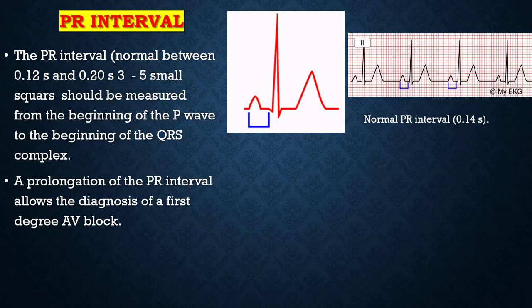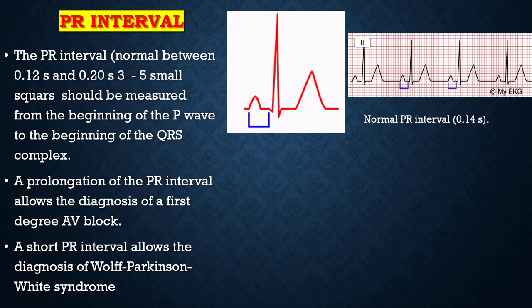A prolongation of the PR interval allows the diagnosis of first degree heart block. If this distance is more than 5 small squares or 0.20 second, it shows first degree heart block. A short PR interval allows the diagnosis of Wolff-Parkinson-White syndrome. If it is less than 0.12 second, it diagnoses Wolff-Parkinson-White syndrome.